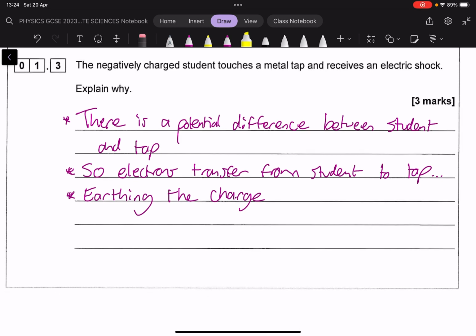1.3 asks you to explain why the student receives an electric shock when they touch a metal tap. So the first thing is, if there's going to be a flow of current, there's got to be a potential difference. So say first of all that there's a potential difference between the student and the tap. If they get close enough, then electrons will be able to transfer from the student, because they're the ones with the excess of electrons, to the tap. And this is basically what earthing the charge is. The charge has moved from a place where it was built up unusually high, and it's now evened out again.